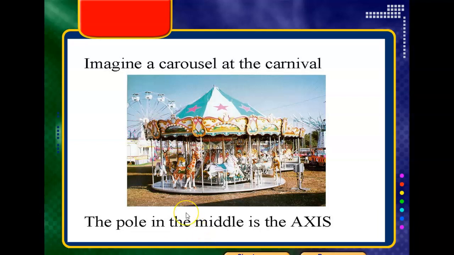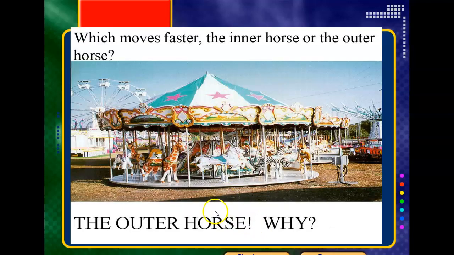All right, this unit is about circular motion. And what better way to start with circular motion than looking at a merry-go-round, a carousel from a carnival. So we have this carousel spinning in a circle. The middle pole is what it rotates around, which is called the axis. Okay, now let's think about this.